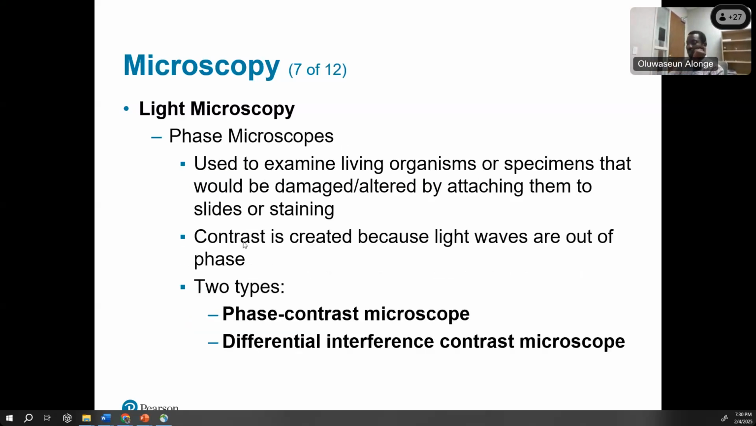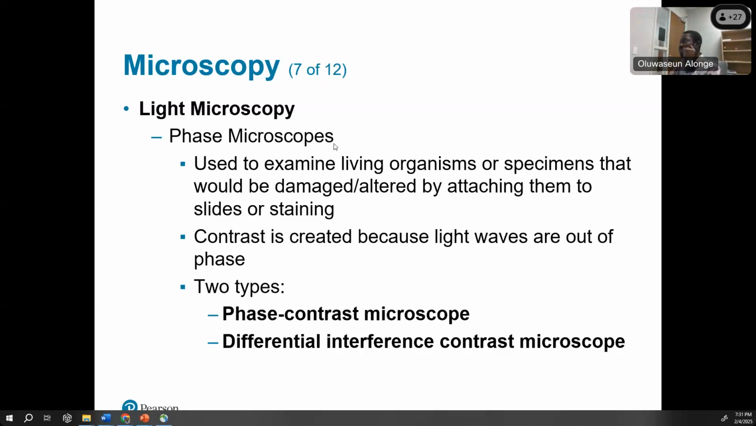Then the phase microscope. The major thing is just giving contrast to different phases. It's used to examine living organisms or specimens that would be damaged by attaching them to a slide or staining. The major thing is that it creates contrast very well, using light waves that are out of phase. There are two types of them: the phase contrast, and the differential interference contrast microscope.